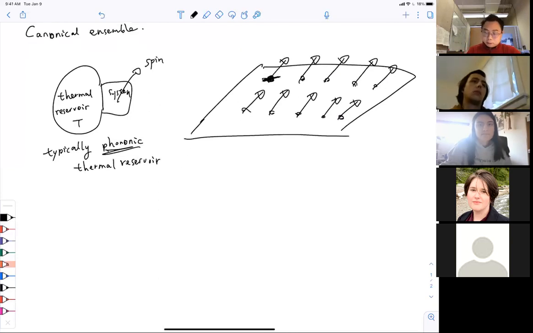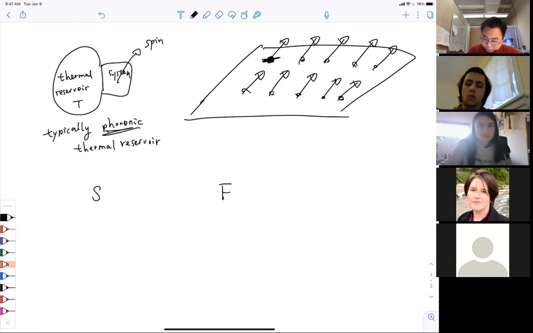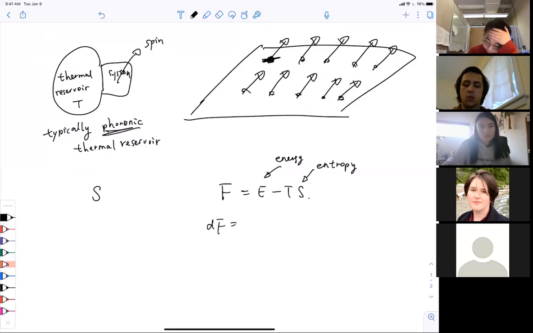Okay, so in the microcanonical ensemble, the quantity we look at is the entropy, which is maximized at equilibrium, right? So in the canonical ensemble, the quantity we care about is the free energy. The free energy is equal to E minus TS. E is the energy, S is the entropy. Of course, you know dF is equal to what? Minus S dT minus, S dN, something like this, I think.